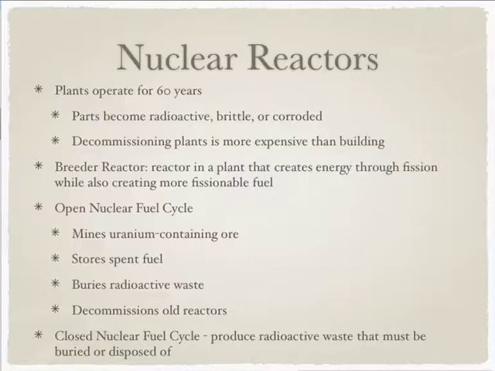There are a couple different types of reactors. The breeder reactor is a reactor in a plant that creates energy through fission while also creating more fissionable fuel at the same time. When we look at nuclear energy, we can see open nuclear fuel cycles and closed nuclear fuel cycles. An open nuclear fuel cycle mines uranium-containing ore, stores spent fuel, buries radioactive waste, and decommissions old reactors. A closed nuclear fuel cycle produces radioactive waste that must then be buried or disposed of properly.